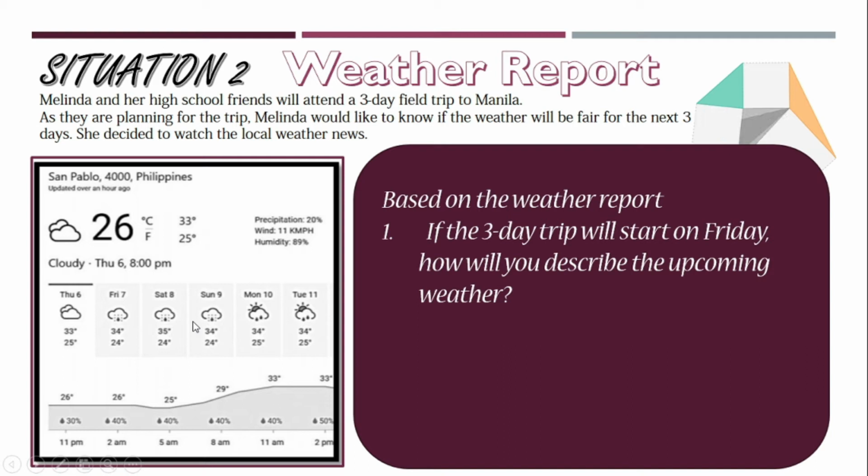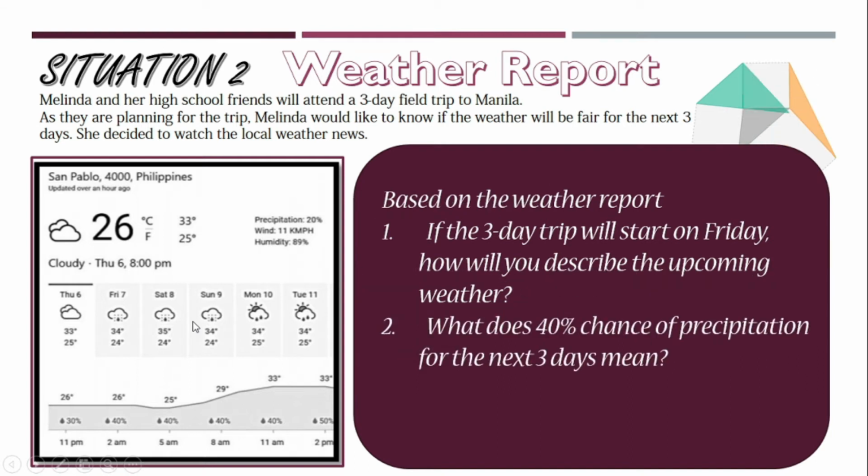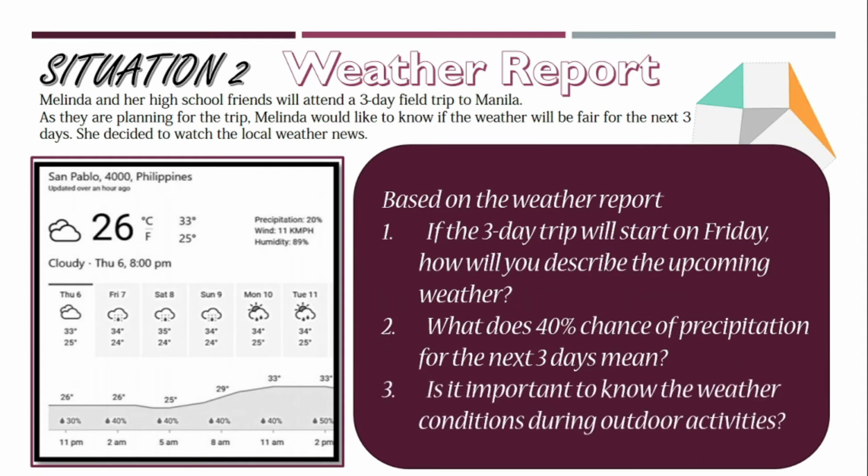Okay? Then, what does 40% chance of precipitation for the next 3 days mean? Anong ibig sabihin ng 40% chance ng precipitation? Anong ibig sabihin nun? Okay? So, mamaya malalaman natin. And then, is it important to know the weather condition during outdoor activities? Okay, sagutin natin mamaya.